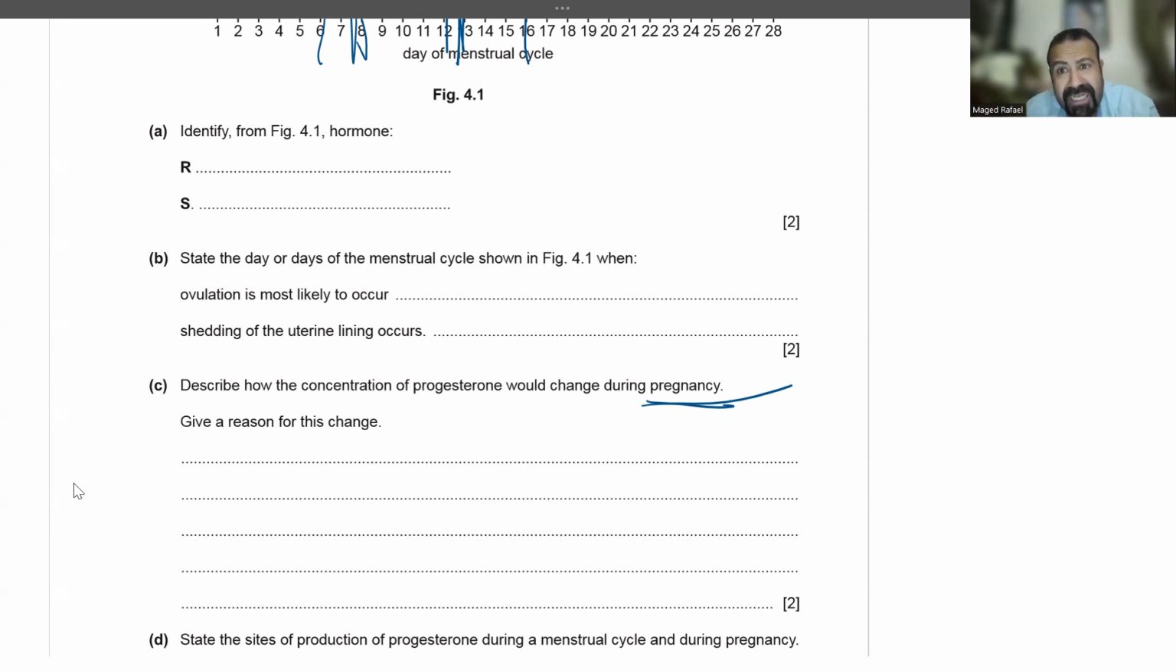You'll say increase first, and then you could say it will be the same, or because we need. If I were you, honestly I wouldn't write that it will be the same. Because he wants a reason, I will write it will increase in order to maintain the uterine lining, and that way I get the 2 marks.